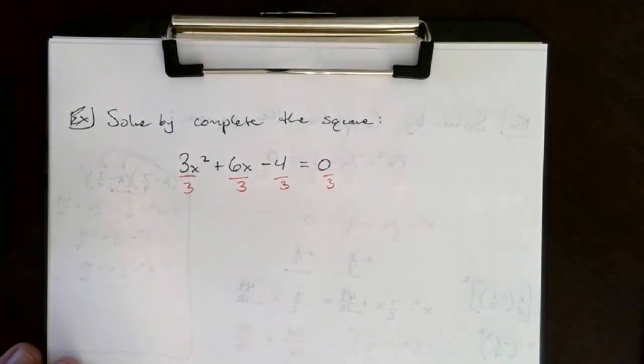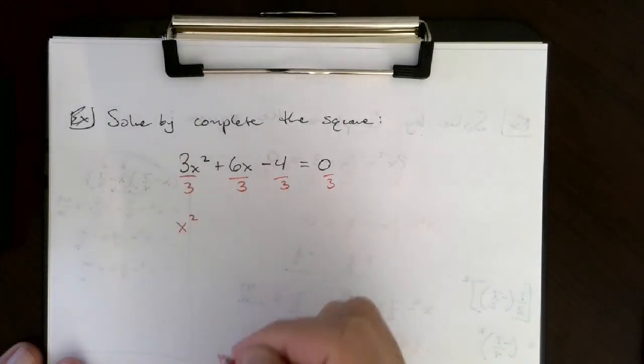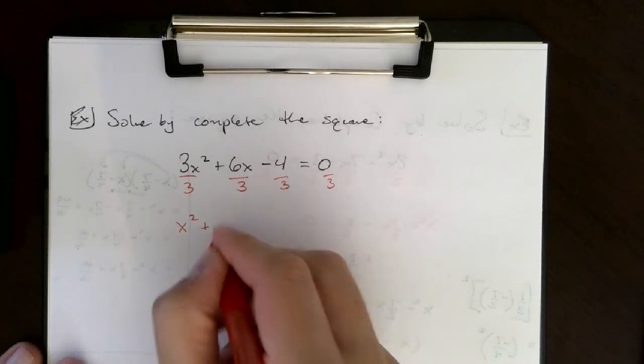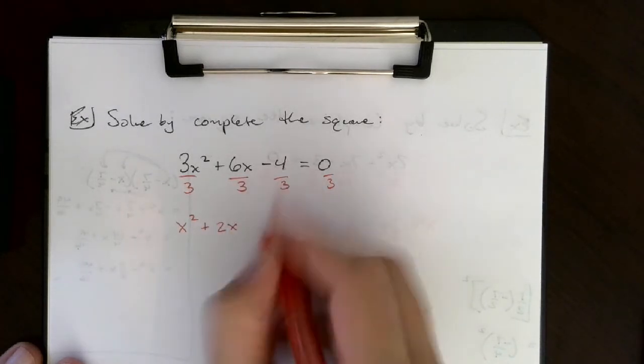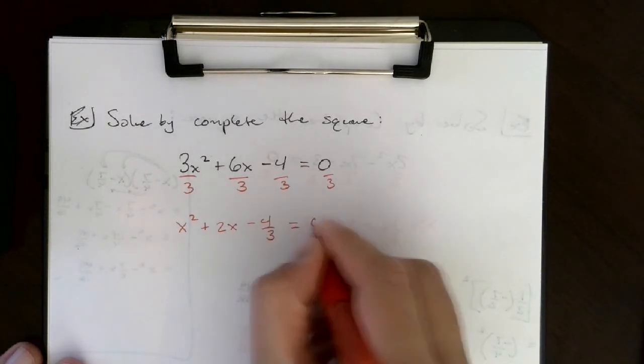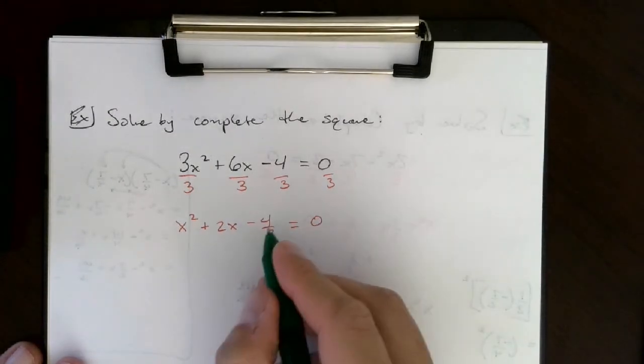So we divide every term by 3, and I'm left with x squared, because the 3s cancel to a 1, that's why I did it, plus 6 divided by 3, which is 2. So we get 2x minus 4/3. If it's a fraction, keep it as a fraction. Equals 0. And then remember what you want to do: get the constant to the other side. So I want to move the negative 4/3.